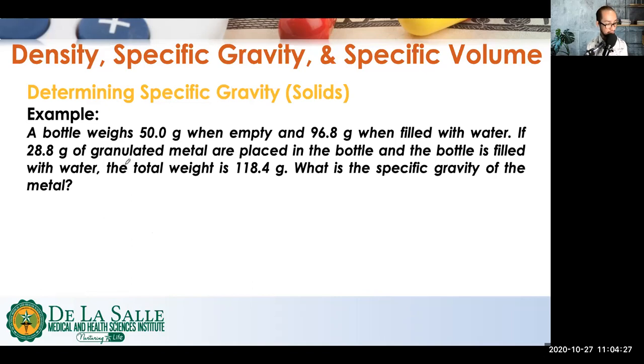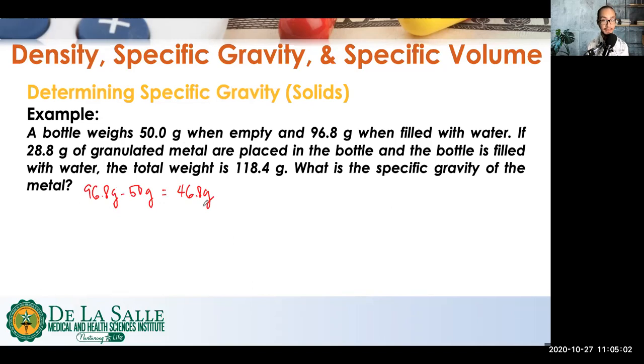So how are we going to do this? First, we need to determine the weight of the water that fills the bottle. How do we know that? We know that when the bottle is empty, it is 50 grams, and when filled with water, it is 96.8 grams. So 96.8 grams minus 50 grams is equal to 46.8 grams. This is the weight of water that fills the bottle.